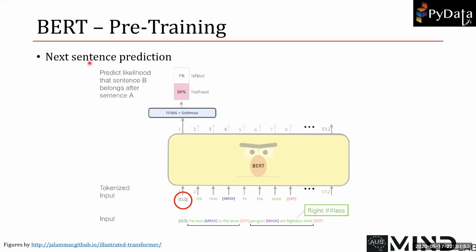So the BERT paper suggested that we use a next sentence prediction task, where the model tries to predict if sentence 2 really came after sentence 1, or if it's not a sentence from the same document.